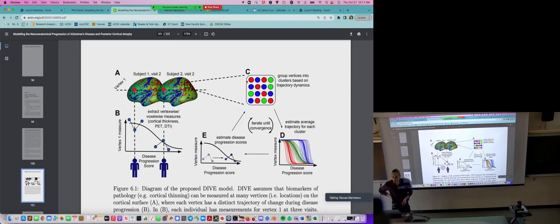Then we were grouping the points into clusters. We were doing a clustering method that was clustering these points based on trajectory dynamics. What we mean by this is that we were modeling a trajectory that showed how the cortex was getting thinner over time. So, for example, this means high cortical thickness, and it was getting lower and lower over time. These are measurements at a particular location on the brain for a particular patient.